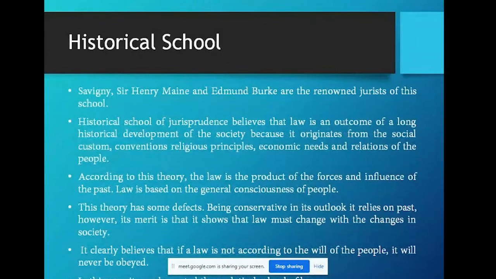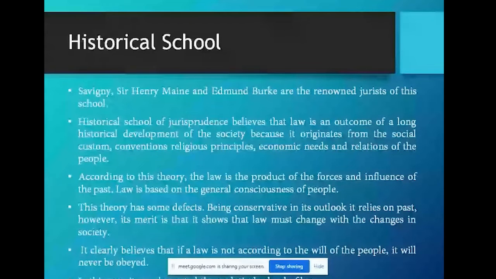Then moving on to the historical school, Savigny, Sir Henry Maine, Edmund Burke are the chief jurists. They believe that law is an outcome of a long historical development of the society, as it originated from social customs, conventions, religious principles, economic needs, relations of people. According to this theory, law is the influence of the past. It supplements the analytical school of law.